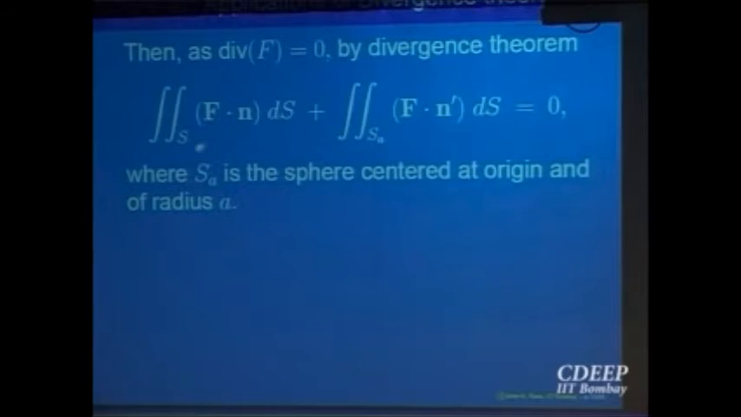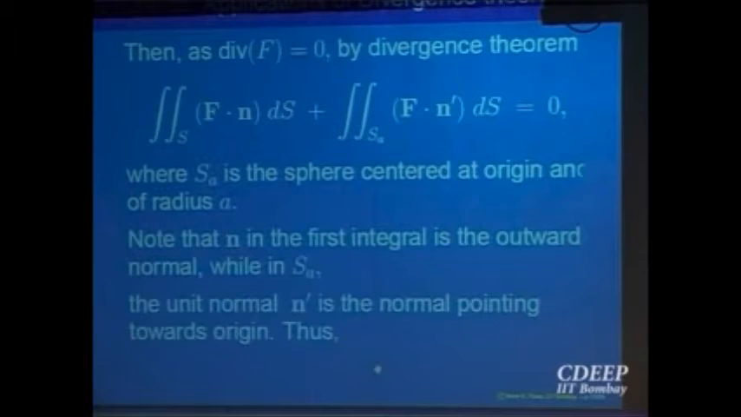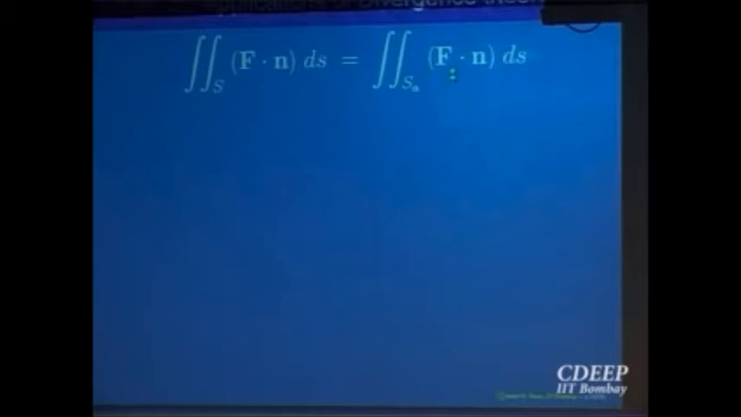So the integral over the bigger surface S plus the integral over the smaller sphere will be equal to 0, where n prime is the appropriate normal pointing away from the region enclosed. For the sphere of radius a, it will be pointing towards the origin. So when you take it to the other side, it will be minus of that, so you can change it to pointing outside.